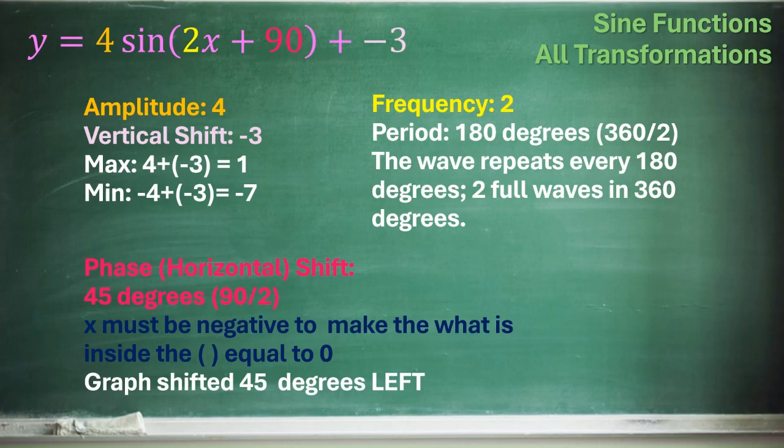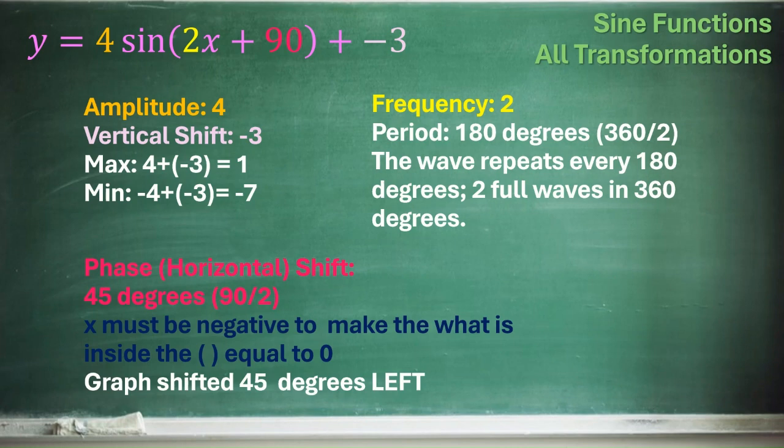If you think about it being c divided by b, 90 divided by 2, that's how I got 45. And then you just have to know that you're trying to make what's inside the parentheses 0 to get that shift left. All right, that is all the ways this graph is transformed.